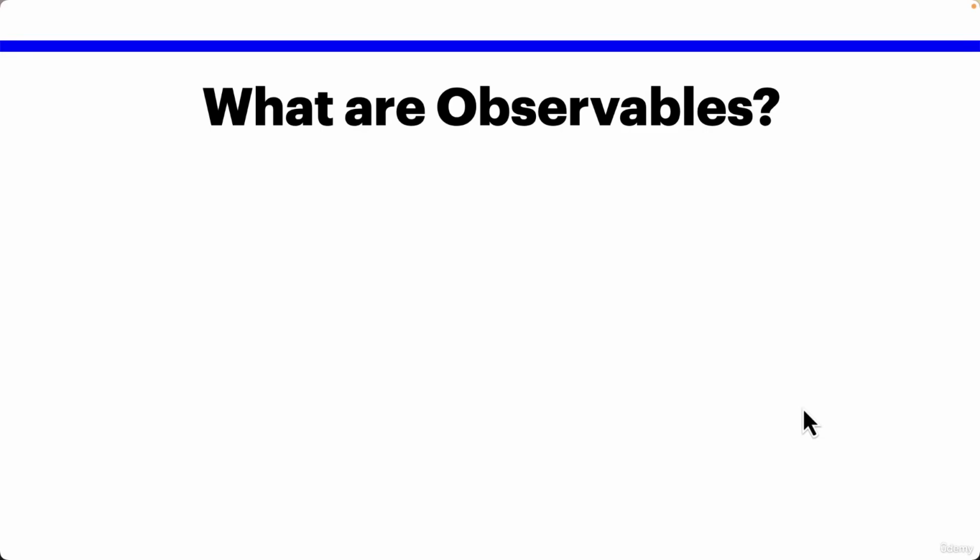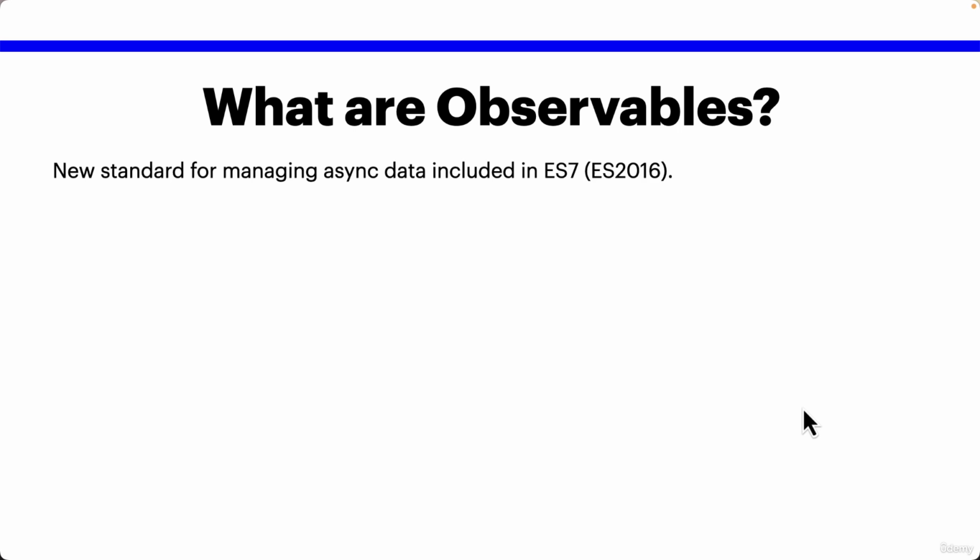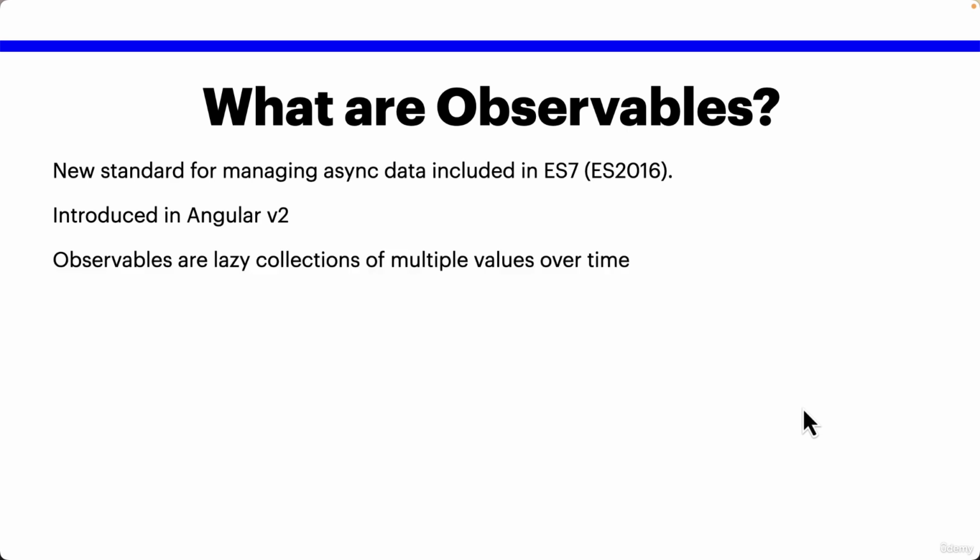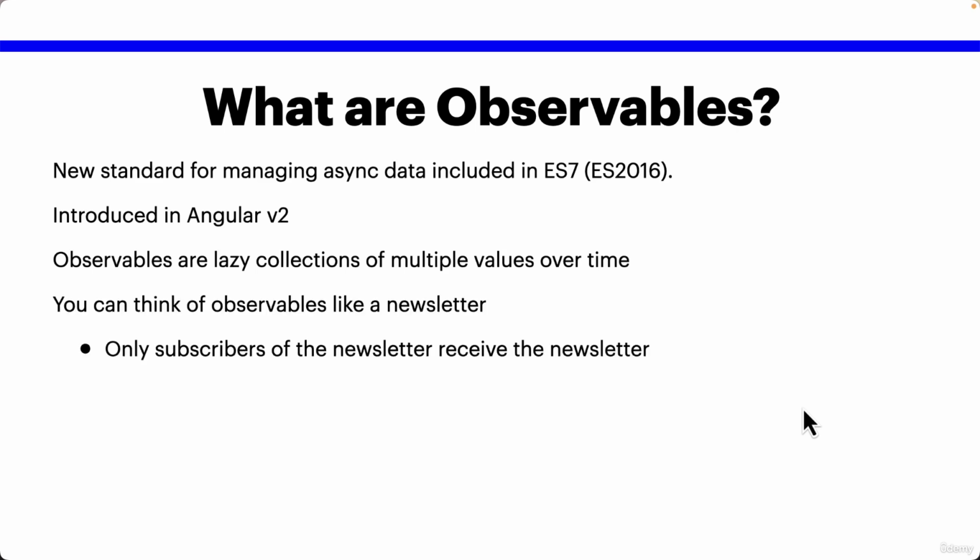They've been available since Angular version 2, and these were, at the time, a new standard for managing asynchronous data included in ECMAScript 7, otherwise known as ES 2016. And as mentioned, they were introduced in Angular 2, and they give us a way to observe or listen to multiple values over time. And you can think of observables like a newsletter.